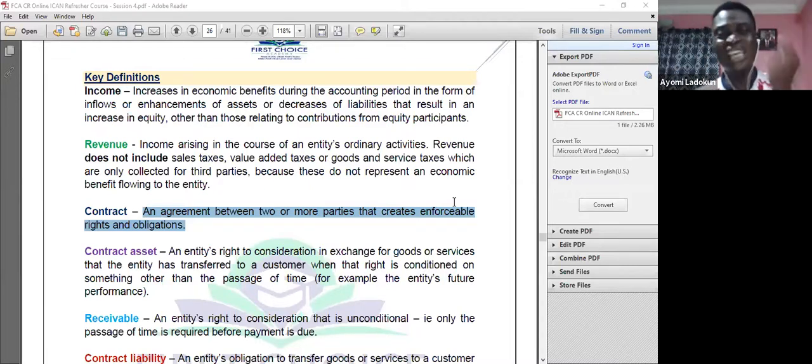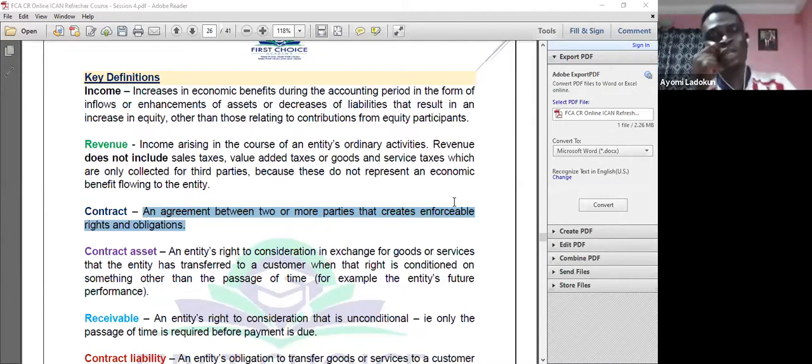So that is why income is an increase in economic benefit. Income can also take the form of disposal of an asset. For example, if you sell your asset at a profit, you take it through other comprehensive income. You don't take it as part of your revenue. It can also be an enhancement in an asset. For example, if you revalue an asset, that is taken as a revaluation surplus or whatever. It's also part of income. So that's it.